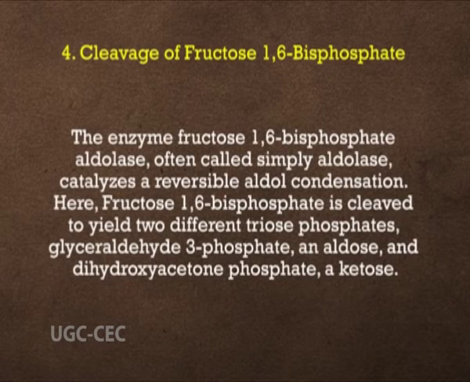The enzyme fructose 1,6 biphosphate aldolase, often called simply aldolase, catalyzes a reversible aldol condensation. Here, fructose 1,6 biphosphate is cleaved to yield two different triose phosphates, glyceraldehyde 3-phosphate, which is an aldose, and dihydroxyacetone phosphate, which is a ketose.